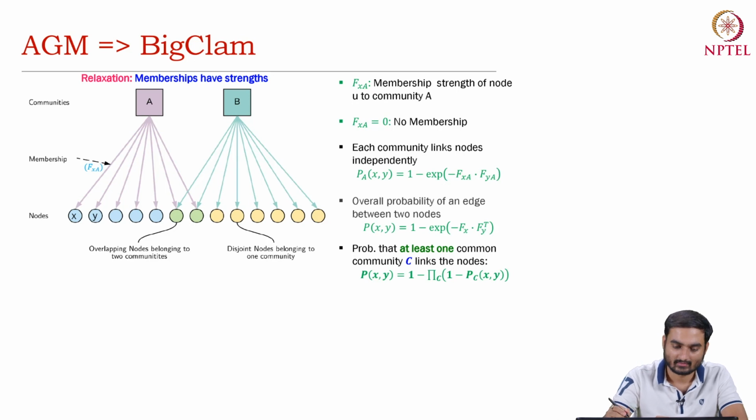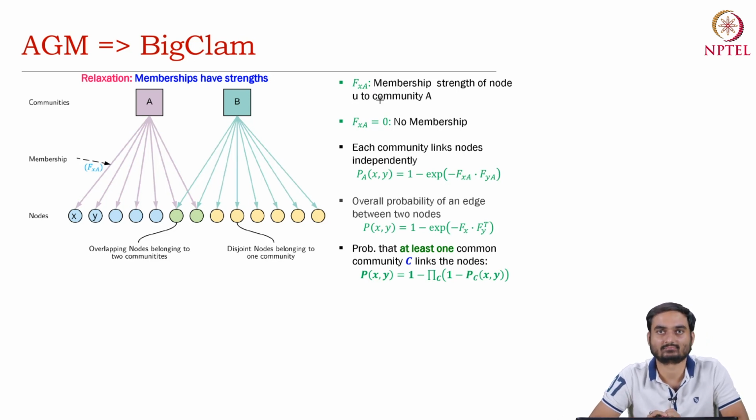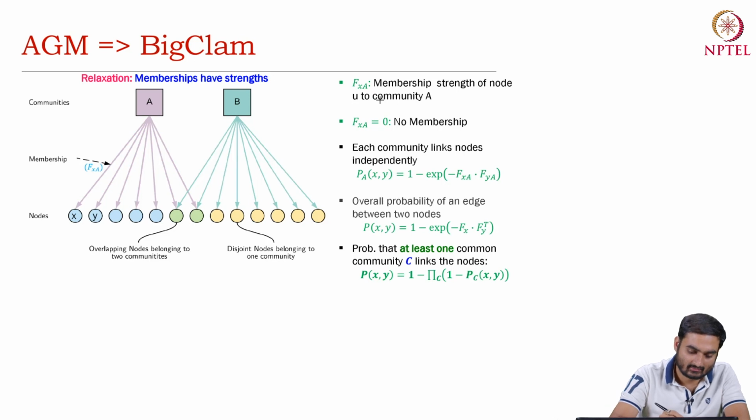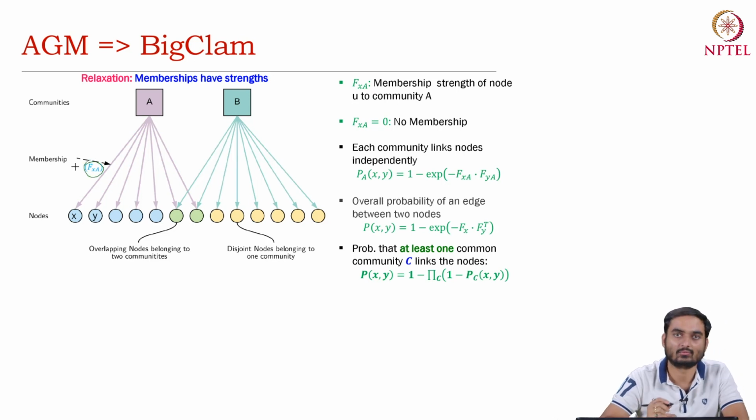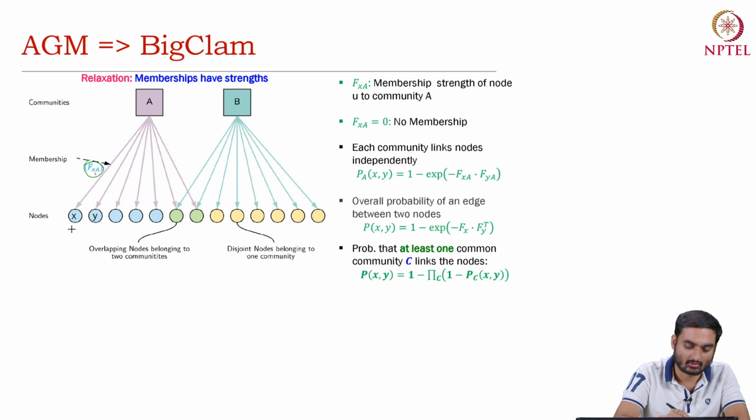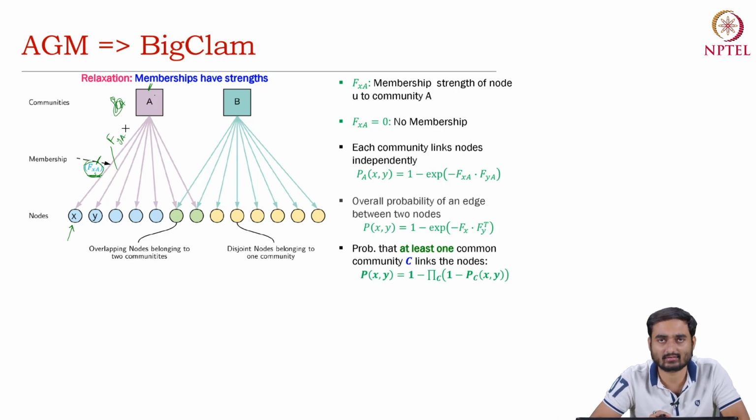Let us define something called membership value. F of xa. What is F of xa? F of xa is the membership probability or the membership value of this particular node x belonging to community A. Now this F is a function of both the node and the community. Unlike the previous case where there was only PA, now we have PA, we have F xa, we have F ya, and so on and so forth.